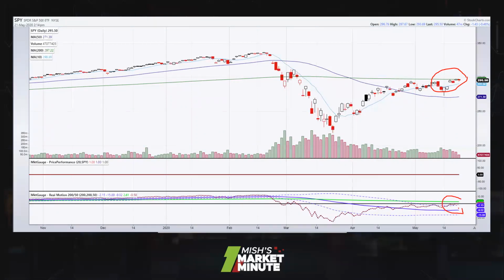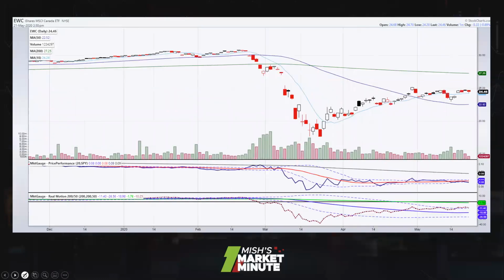But as soon as we go to the real motion thing, look what's happening here. This is the zero line right here. So it's still a little bit negative in terms of the momentum. We would want to see this at least clear the zero line, and ideally, we'd want to see this clear the 200-day moving average in real motion too. So we're having a little bit of a divergence here. So I'm not necessarily going to recommend this trade, but it certainly would help with the other country funds that I recommended if SPY actually does its job.